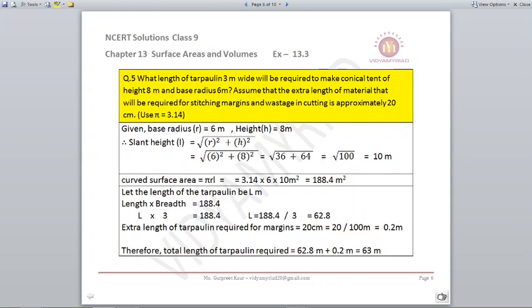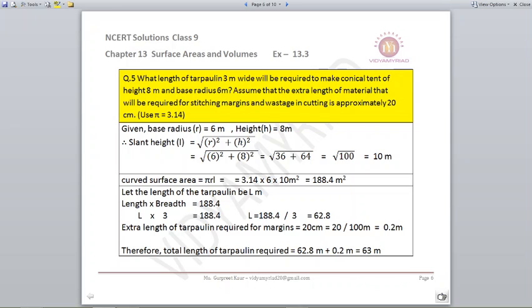Question number 5. What length of tarpaulin 3 meters wide will be required to make a conical tent of height 8 meters and base radius 6 meters? Assume that the extra length of material that will be required for stitching margins and wastage in cutting is approximately 20 centimeters and use pi as 3.14.